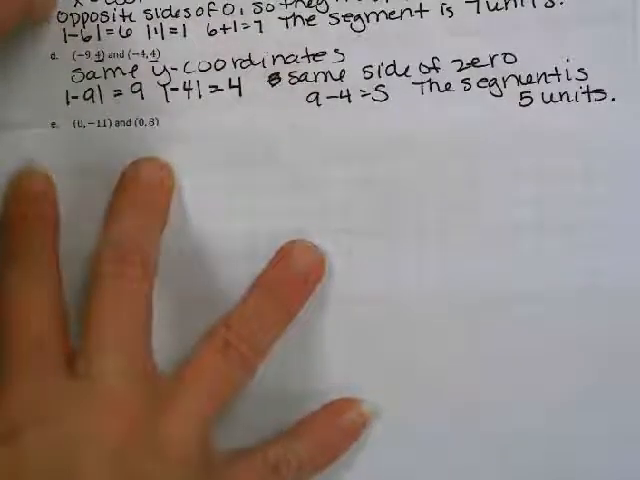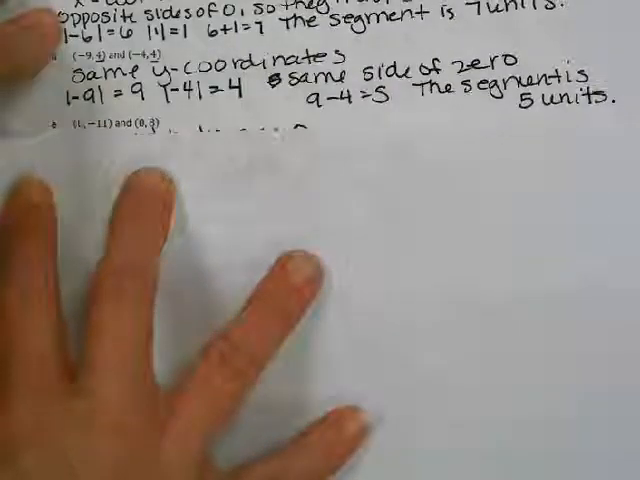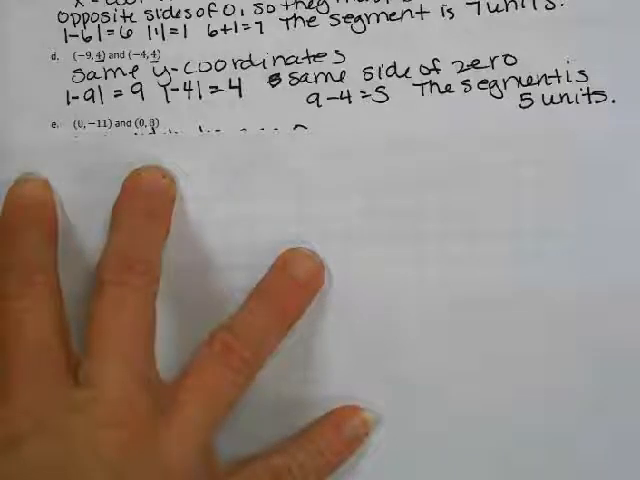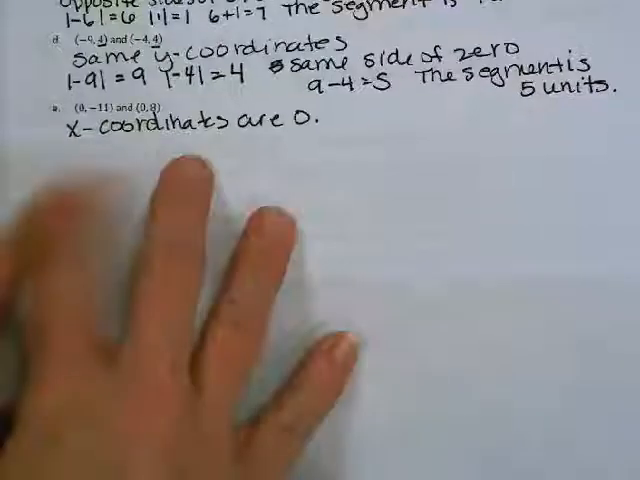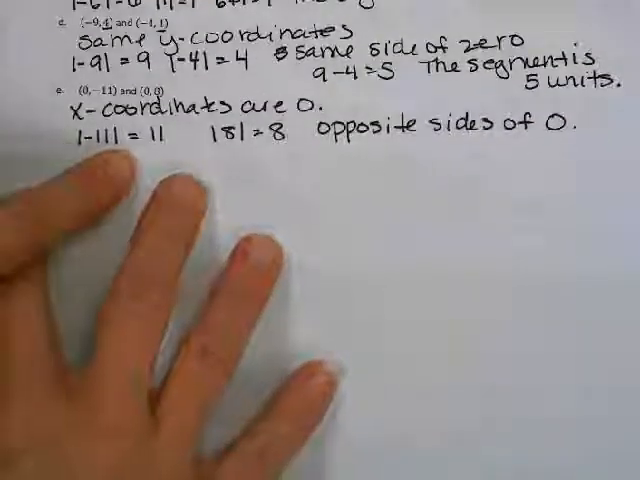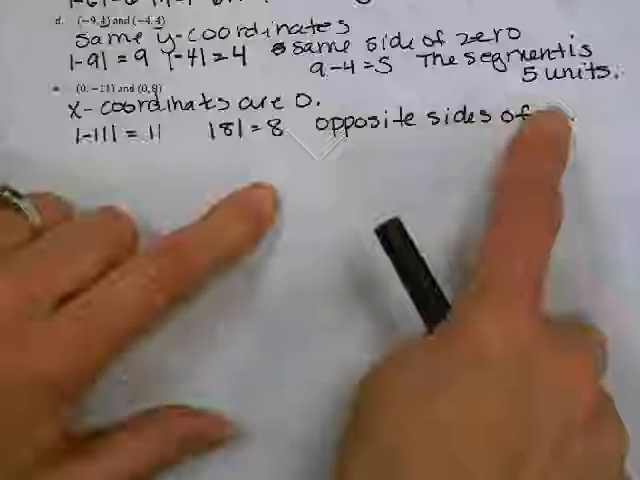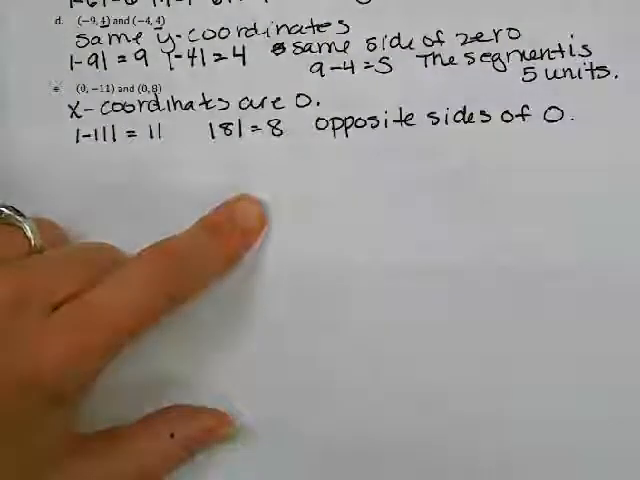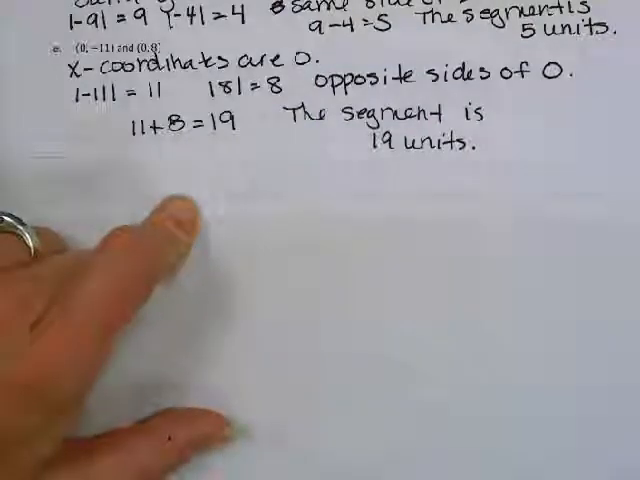Last one, E. (0, -11) is our first ordered pair, and (0, 8) is our second ordered pair. So again, we notice these are going to sit on the axis because their x-coordinate is 0. So we know x-coordinates are 0. Absolute value of -11 is 11. Absolute value of 8 is 8. And they sit on opposite sides of 0. So what does that tell me I need to do? Right, I need to add. So 11 plus 8 is 19, and the segment is 19 units.